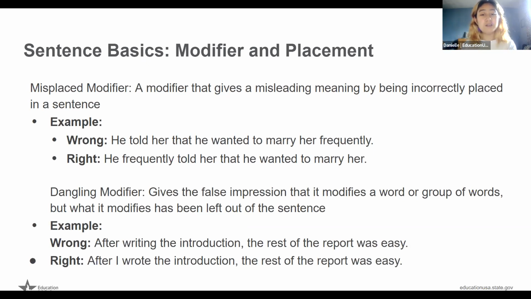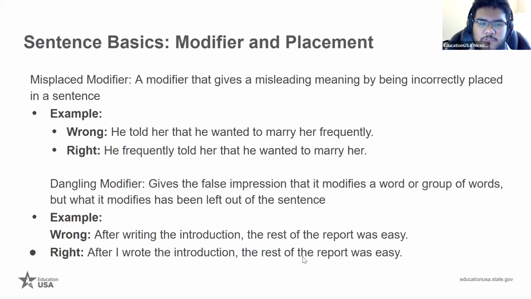"After I wrote the introduction, the rest of the report was easy." And it's also showing how you're looking back, as opposed to confusing the reader, who's going to be looking at "after writing the introduction." So is this happening now? Is this happening later? It's hard to tell. So that's kind of the different aspects of the modifier.